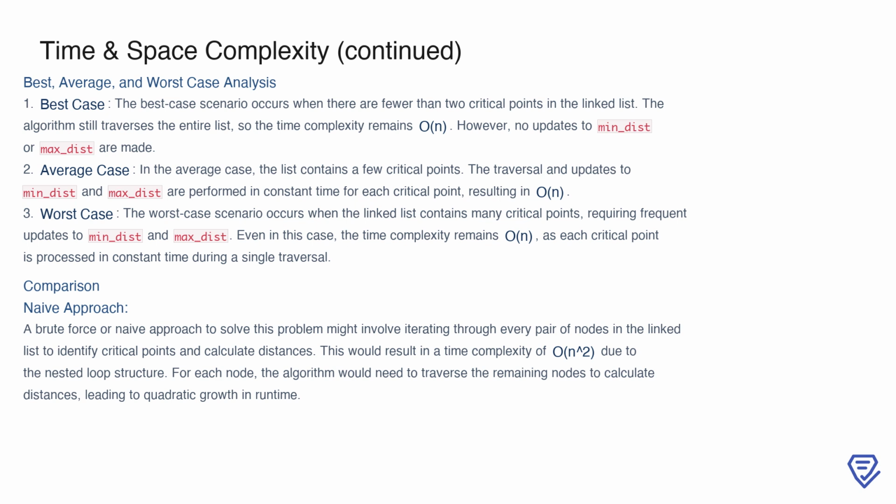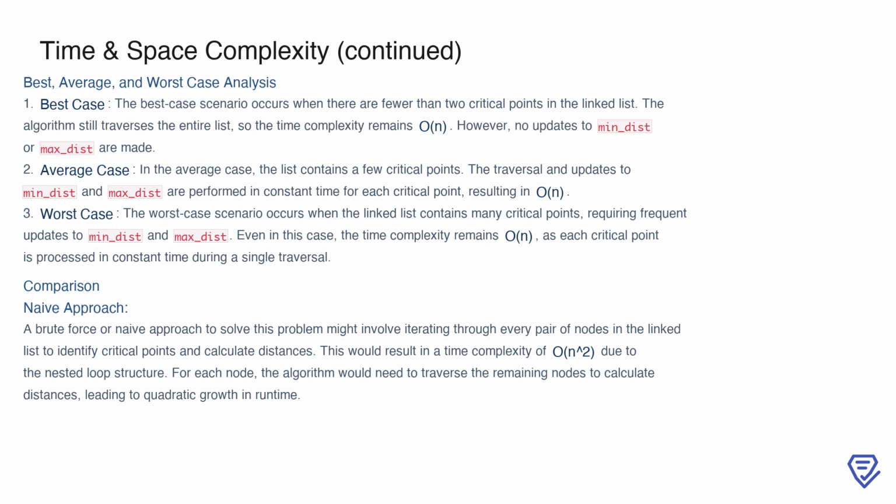In the best case, the linked list contains fewer than 2 critical points. Even in this scenario, the algorithm must traverse the entire list, so the time complexity remains O(n). However, no updates are made to the min_dist or max_dist variables. In the average case, the list contains a few critical points. The traversal still takes O(n), and updates to min_dist and max_dist occur in constant time for each critical point.